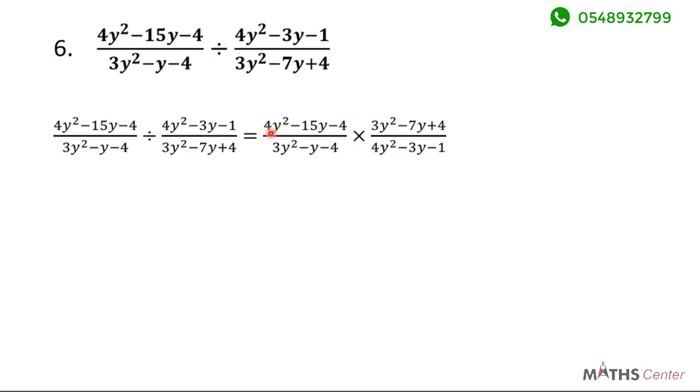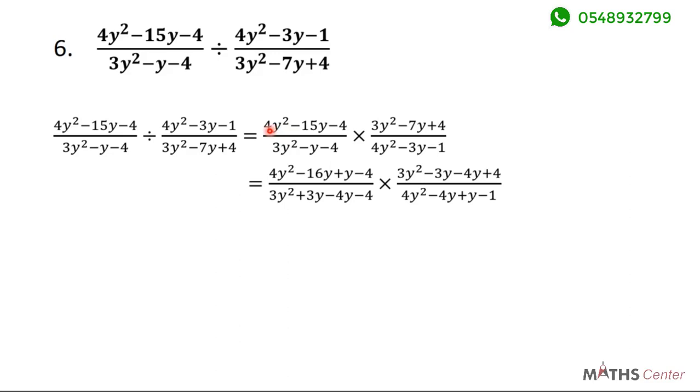Now the next step is to factorize. These are quadratic trinomials, so you factorize using the same principles as quadratic trinomials. You know that to do it for this, you multiply 4 by negative 4, you are going to get negative 16. So we are looking for two numbers that when you multiply you get negative 16, when you add you get negative 15. Those two numbers will be negative 16 and 1. So you replace negative 15 with those two numbers, as you can see here. You do the same factorization for this part, and for this part, as we can see in this example.